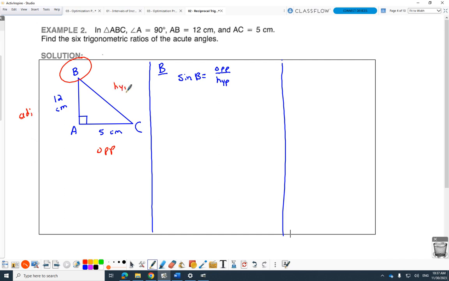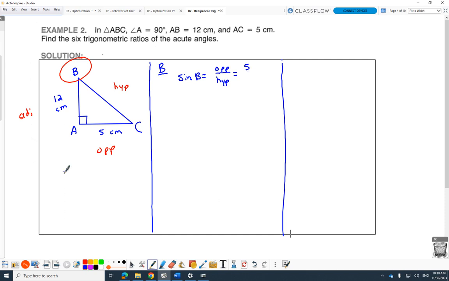So now my job is to go opposite over hypotenuse. So opposite is 5, and hypotenuse is 13. I don't see a 13 on there. Where are you getting that from? Yeah, see, there's the little curveball. If you've got 2 sides of the right angle triangle, that's all you need, because Pythagorean theorem will take care of the rest.